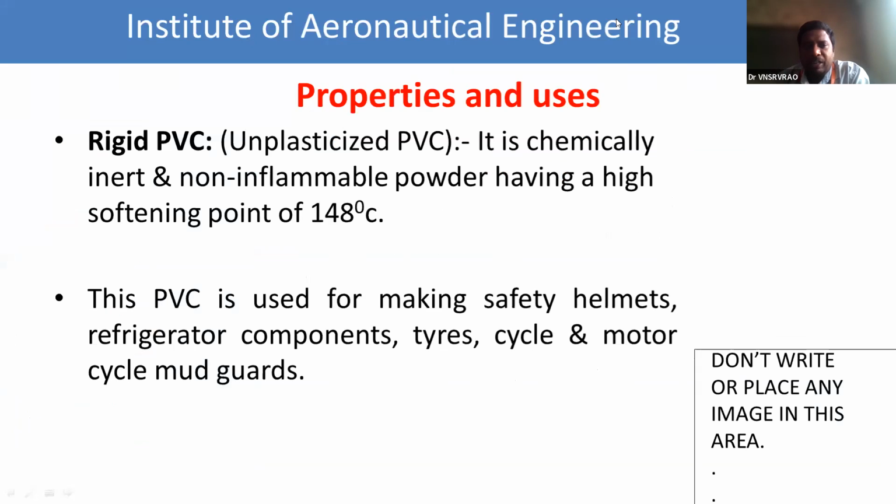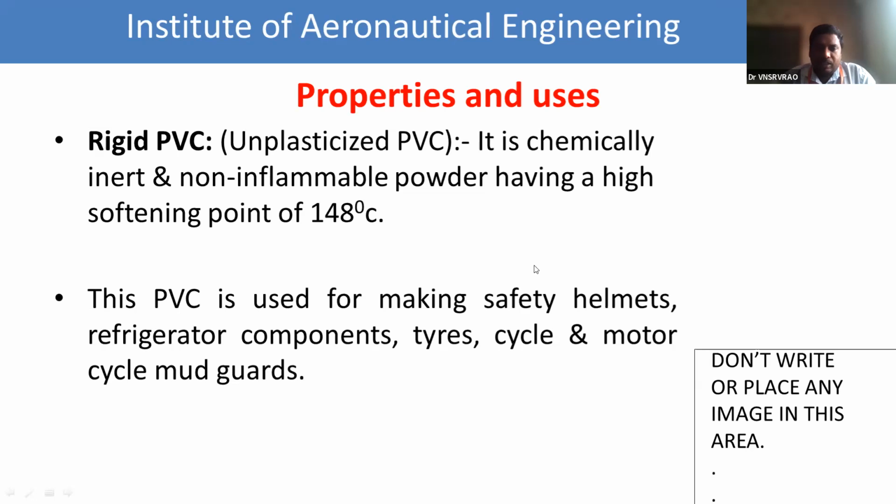Okay, ma. Now everybody, is the unplasticized PVC slide visible? Rigid PVC. Yes, sir. Okay, ma. So rigid PVC means structurally it is strong. The alternative name for rigid PVC is unplasticized PVC. Chemically, it is an inert and non-inflammable powder having a high softening point, nearly 148 degrees centigrade.